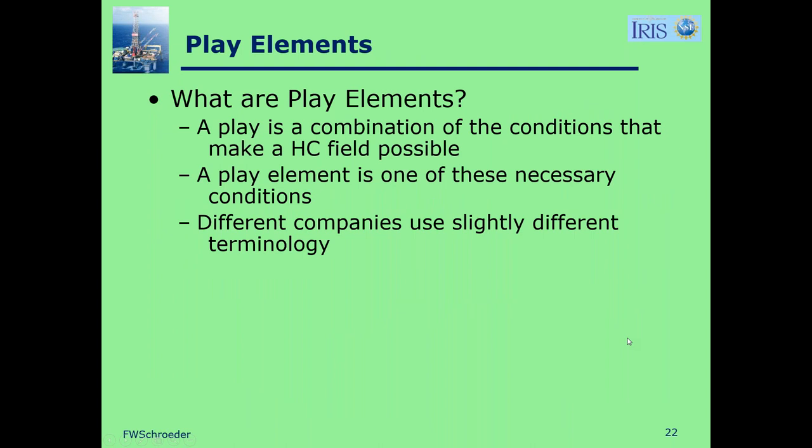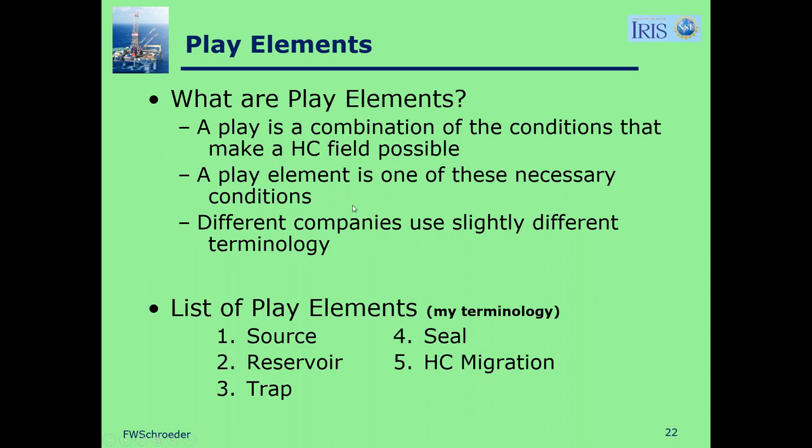So I mentioned play elements. A play is a combination of the conditions that make a hydrocarbon field possible. A play element is one of the necessary conditions. Different companies use slightly different terminology, but the play elements that I am most comfortable with are source or source rock, reservoir or reservoir rock, a trapping geometry, a sealing lithology, and hydrocarbon migration. So in order for a new area to have an economic field, we need all five of these elements.